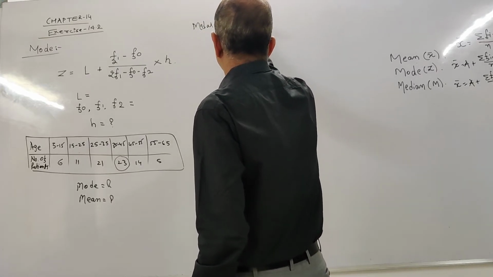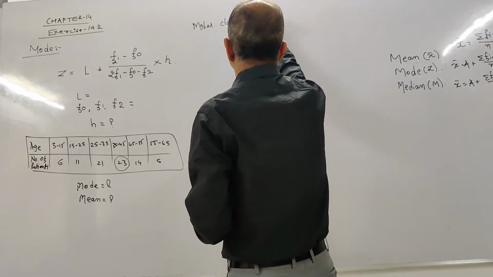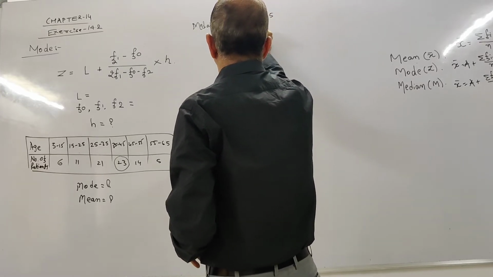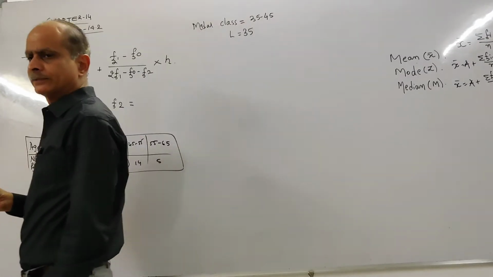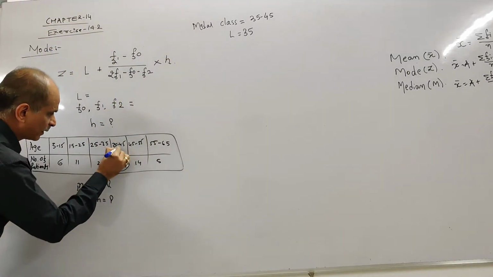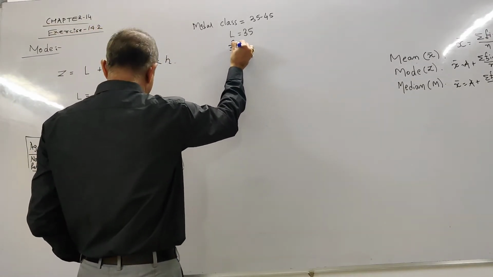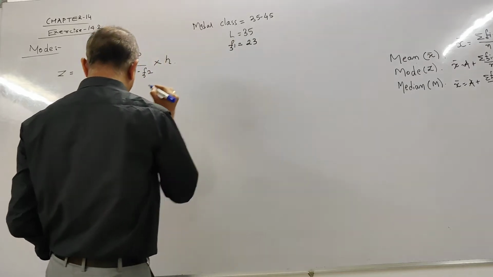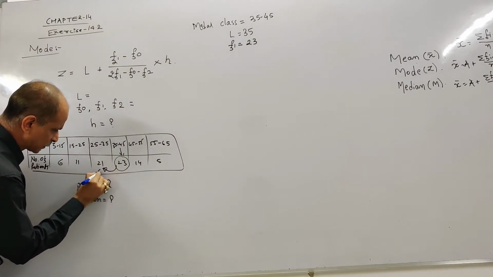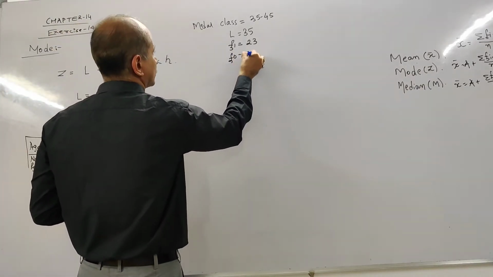So first of all, find out the modal class. In this example, the modal class is 35 to 45. So the value of L is equal to the lower limit of the modal class, that is 35. Now the frequency against the modal class is known as F1. So in this example, F1 is equal to 23. The frequency of the class before the modal class is known as F0. So F0 is equal to 21.